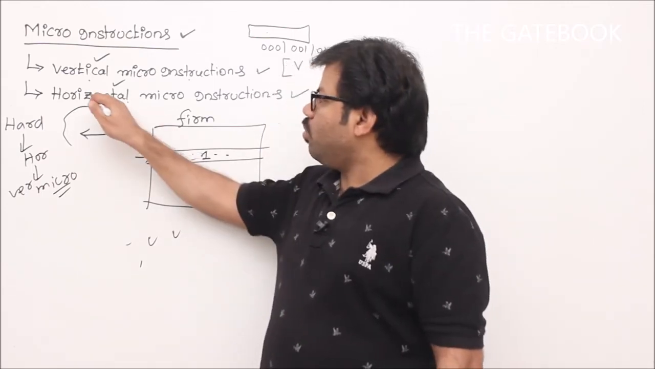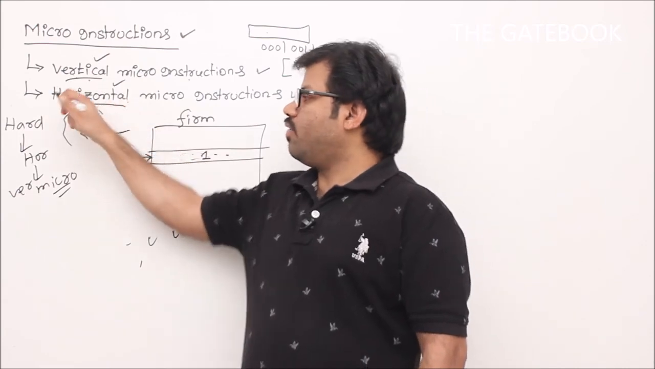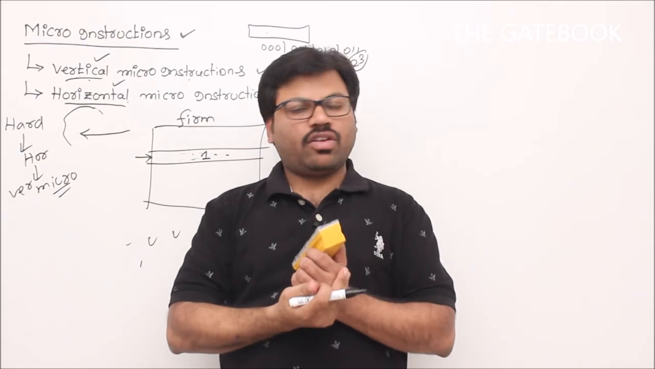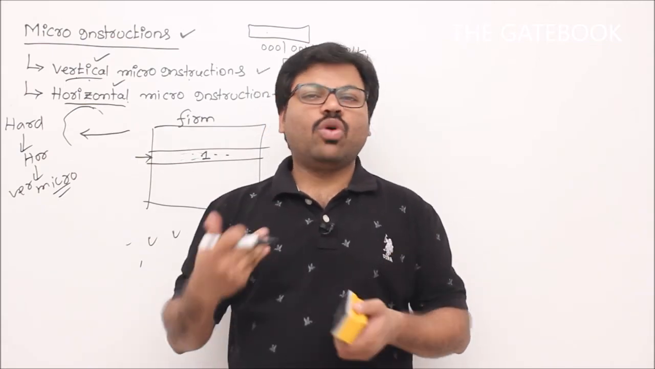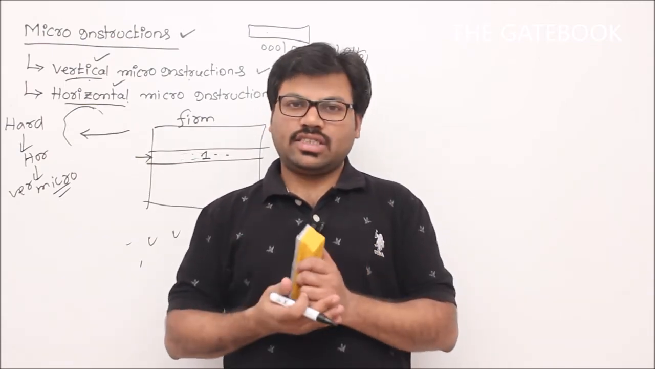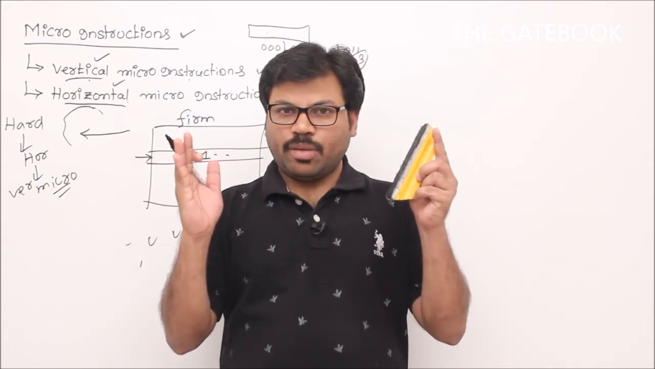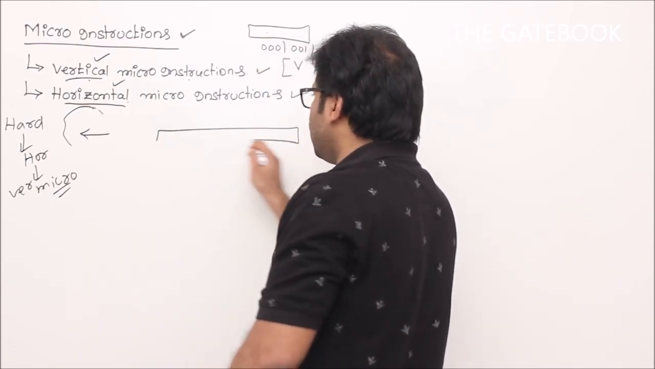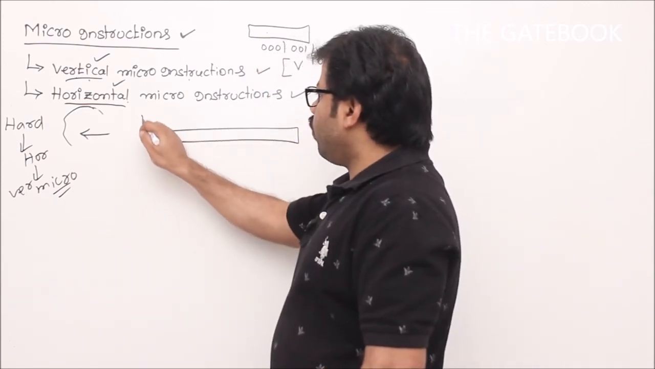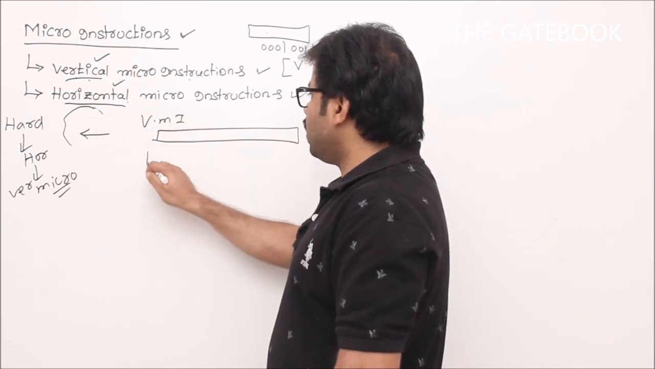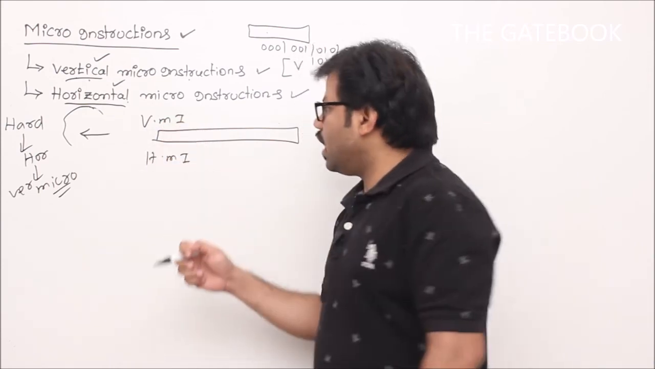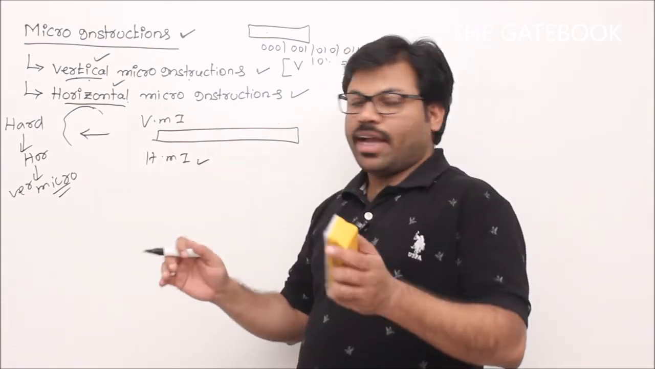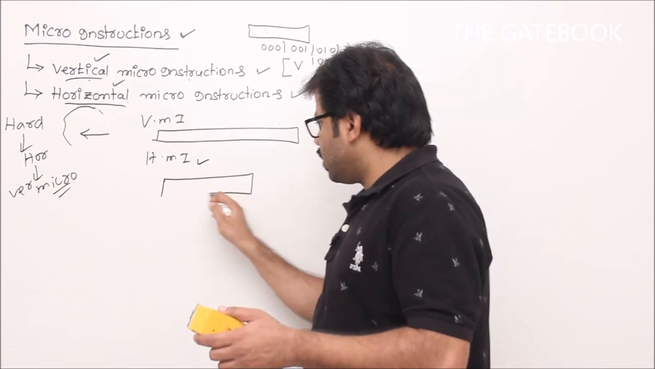Now sir, what is the difference between vertical and horizontal? The only difference is you are using compact form in the vertical micro instructions. Because of that, it is adding more delay. But what is the advantage it is giving? It is reducing your memory size, correct? So we are going to keep all the micro instructions in memory. If you take vertical micro instruction and horizontal micro instruction, which one will be relatively lengthier? Definitely horizontal, correct? So vertical micro instruction will look like this.